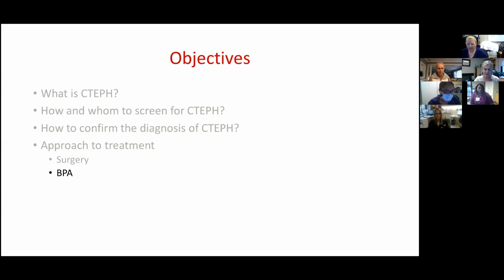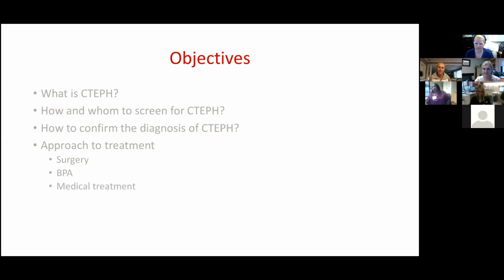And so surgery, BPA, which is a kind of new sexy thing on the block, so we'll talk a little bit about that, medical treatment. So these are the objectives. So kind of a lot packed into a short period of time, but again, it is meant to be an overview, and then I can answer questions.